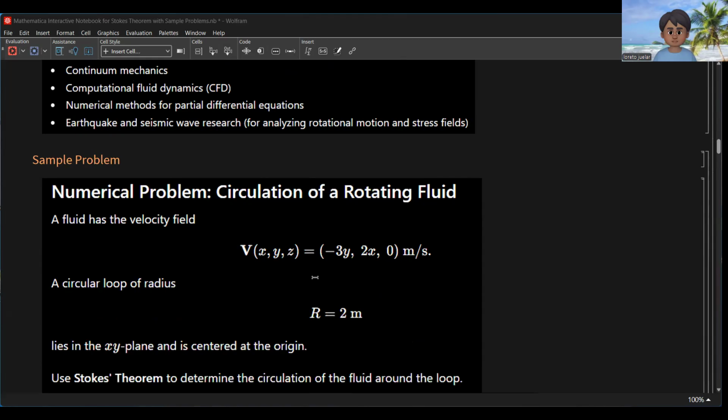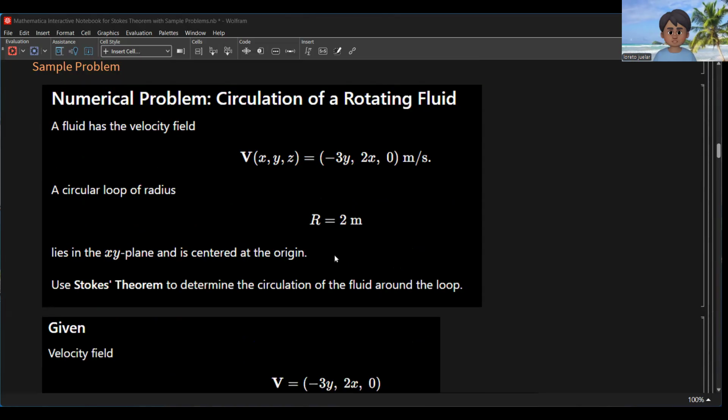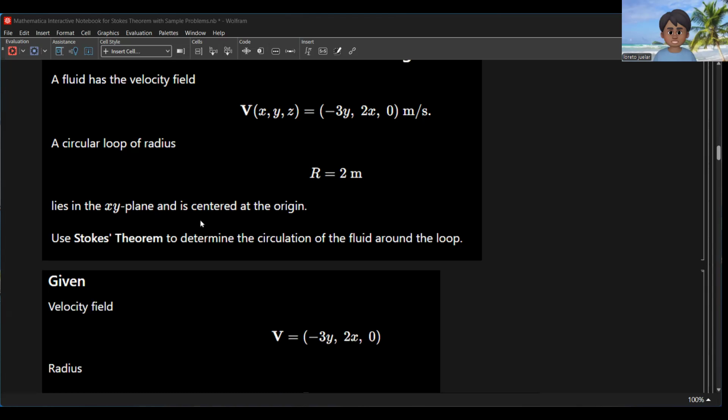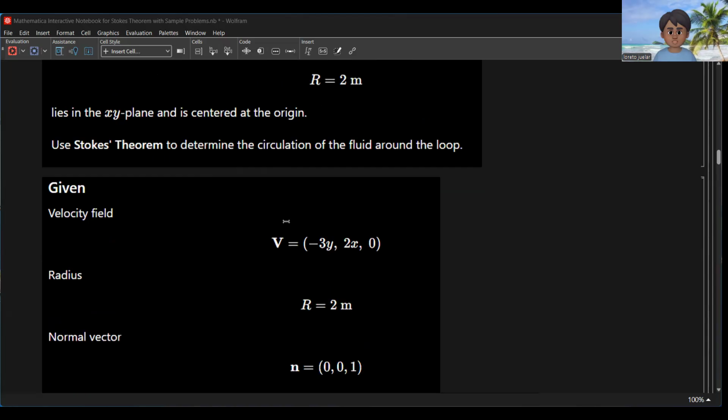So we have the sample problem here, a numerical problem: circulation of a rotating field. A fluid has the velocity negative 2y, 2x, 0 meters per second. This is the given velocity of the fluid. The circular loop of radius r equal to 2 meters lies in the xy plane and is centered at the origin. Use Stokes theorem to determine the circulation of the fluid around the loop.